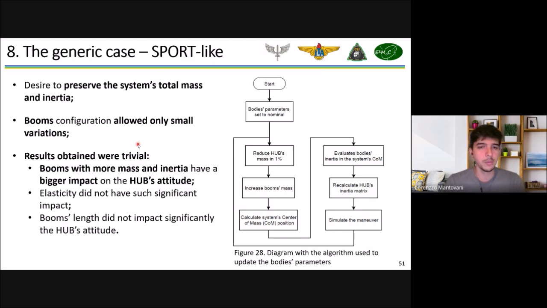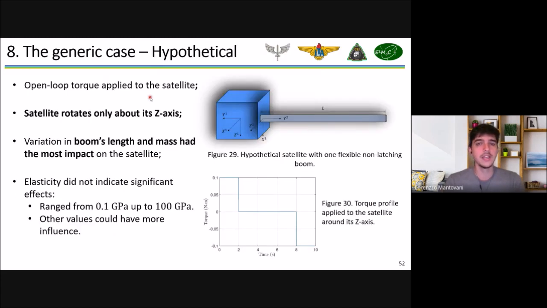And the results we obtained were kind of trivial. Booms with more mass and inertia have a bigger impact on the hub's attitude, and elasticity and length did not have such a significant impact. Then we decided to use the hypothetical satellite. It's just this case, and we apply just an open loop torque to it. For the first 2 seconds it's positive, then from 2 to 8 seconds it's 0, and from 8 to 10 seconds it's negative.